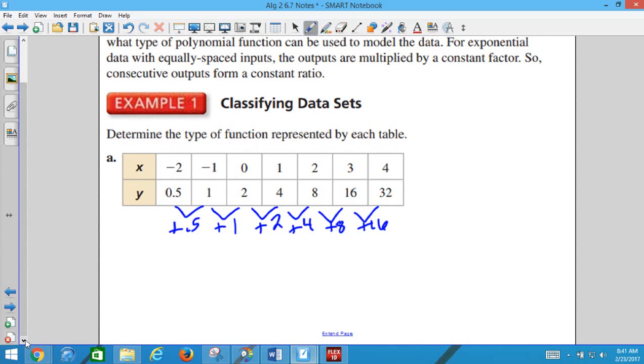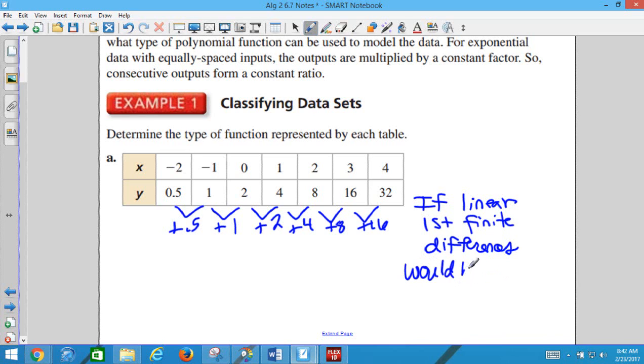If this was linear, which this is not, the first finite differences, which is what we just did, that's what they're called, would be constant, would be the same number, if it was linear. But it's not. But another one might be, so that's why we just jotted down some notes. We have done this before.